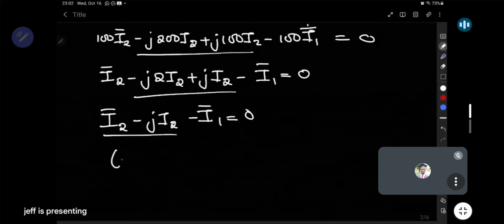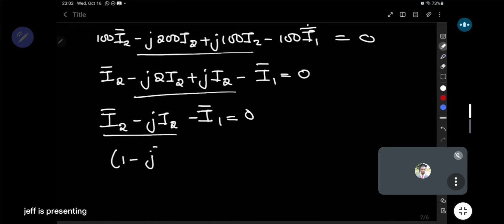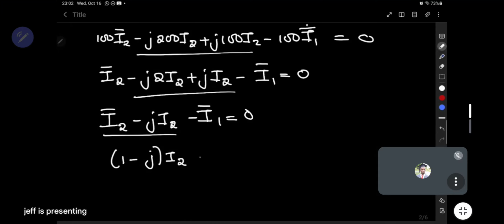These two both have I2. We can factor out I2. So now we only have 1 minus J, and I2 comes out, is equal to 0. So this is now what we have here. Any questions? Okay.